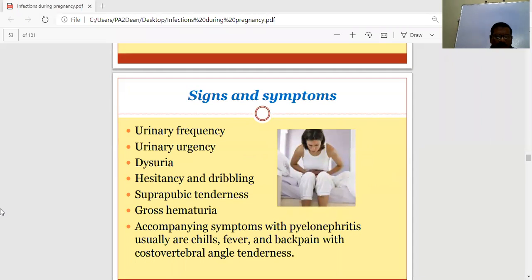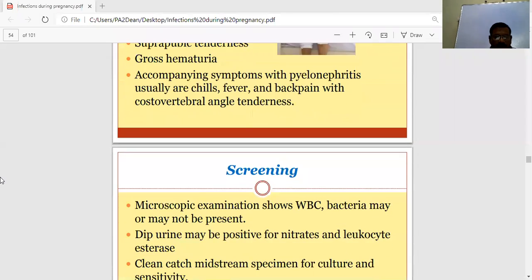Coming to the signs and symptoms of urinary tract infection, the patient complains of urinary frequency, urinary urgency, dysuria, hesitancy and dribbling, suprapubic tenderness, and gross hematuria. Accompanying symptoms with pyelonephritis usually are chills, fever, and back pain with costovertebral angle tenderness. These are the signs and symptoms of urinary tract infection.